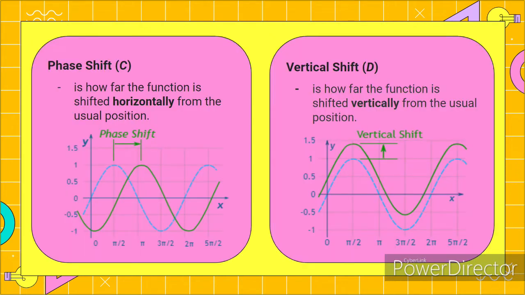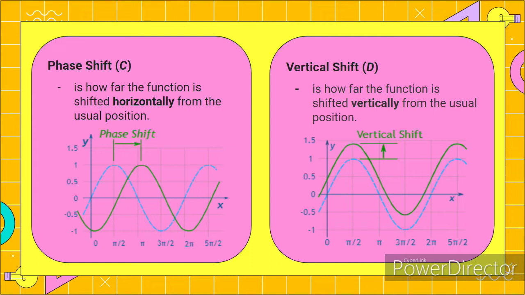In the previous subtopic, Frank already discussed some parts of the graph, which are the amplitude and the period. For this topic, there are 2 parts added, and these are the phase shift and the vertical shift. The phase shift is how far the function is shifted horizontally from the usual position, while the vertical shift is how far the function is shifted vertically from the usual position.